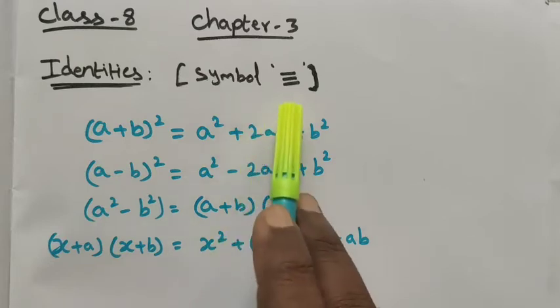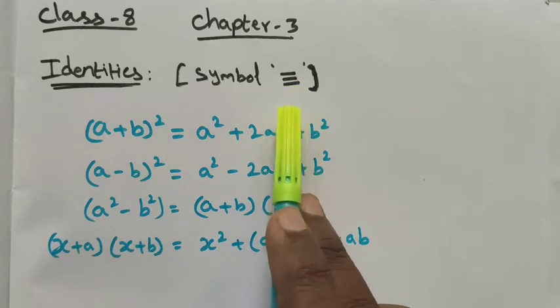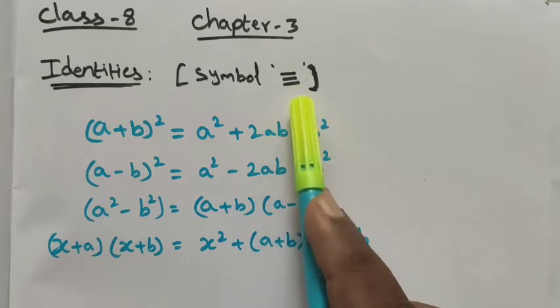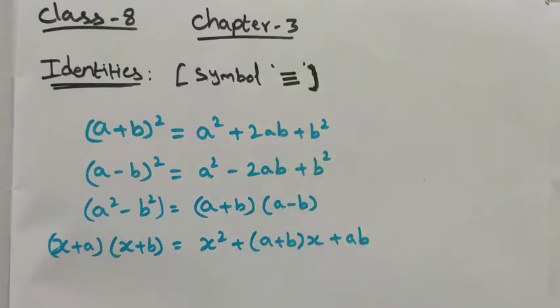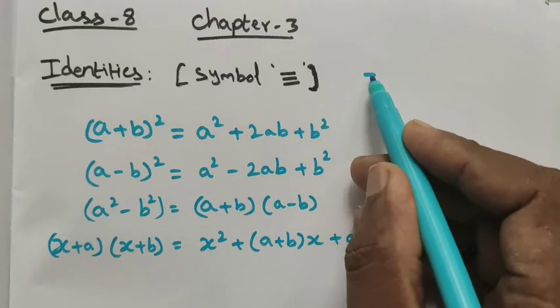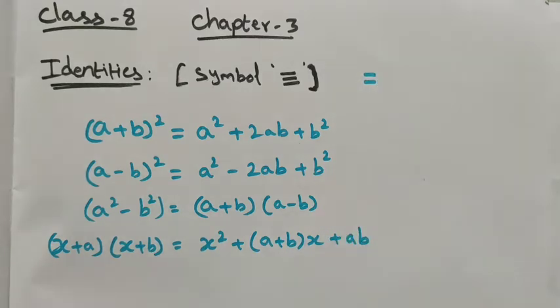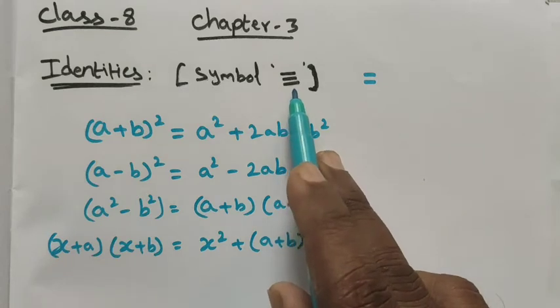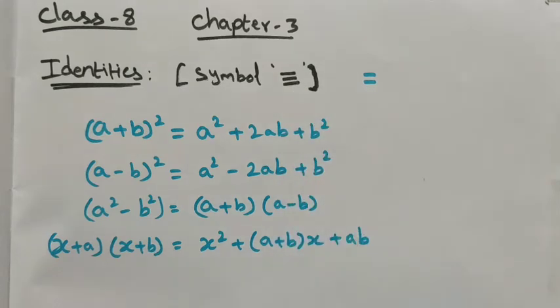The symbol we use is the 3 lines, but actually we do not always use this symbol in identities. Instead of using these 3 lines, we use the equal to symbol. We use the equal to symbol for our convenience, because we don't want to make any confusion. That's why, instead of using the identity symbol, we use the equal to symbol.